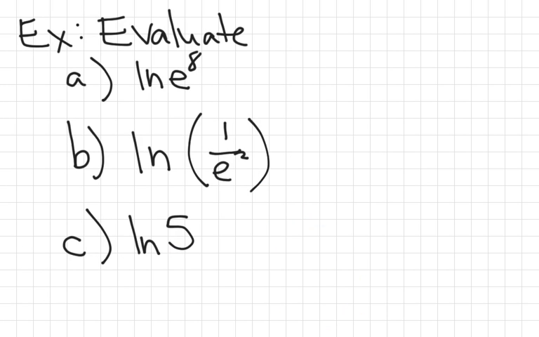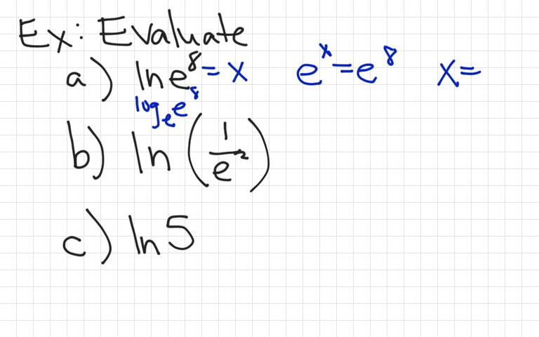Let's do some evaluating with the natural log. I want to evaluate the natural log of e to the 8th, so we're going to set this equal to x. First, let's rewrite it in exponential form. So e, because remember ln is the log base e, raised to the other side, which is x, equals e to the 8th. Well, x must be 8.